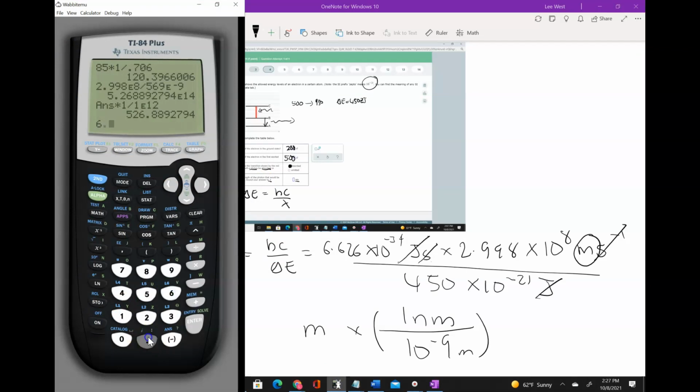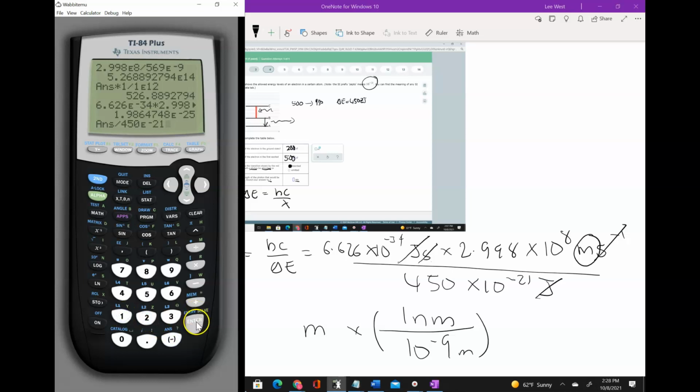Planck's constant, 6.626, second function, E. Ooh. My touchpad on my laptop is a little wacky, and I'm at a conference at the moment. Normally I'd be using a plug-in mouse, and so sometimes I miss hitting buttons using the little trackpad. So bear with me. Even more klutzy than normal. Okay, that's my top line. So Planck's constant times the speed of light divided by 450 by 10 to the negative 21.